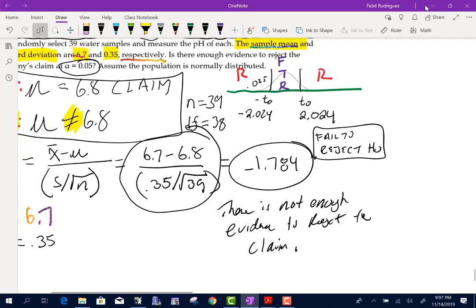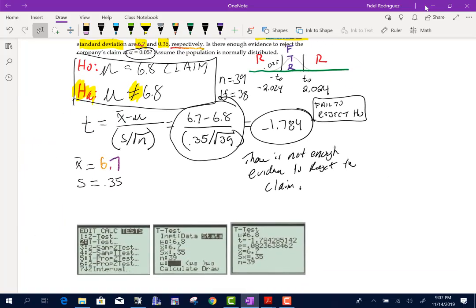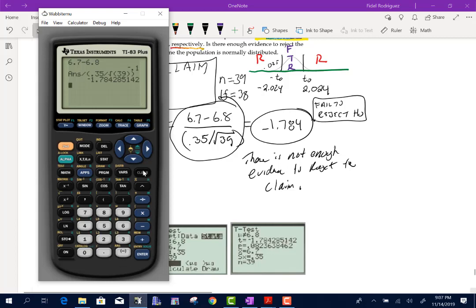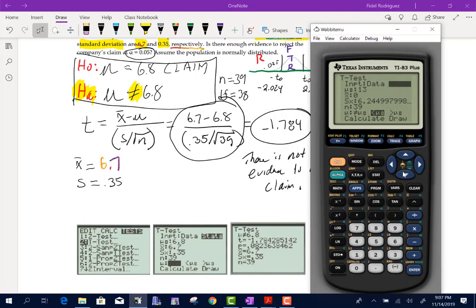So, give me a flavor. Let's take a look right here. Guys, if you notice, I have the same pieces of information for the problem we just did. Take your calculator, clear it all out, go to stat, go over to tests. We're going to go to the t-test, okay? Now, let's take a look here. What is the mean that's being claimed?